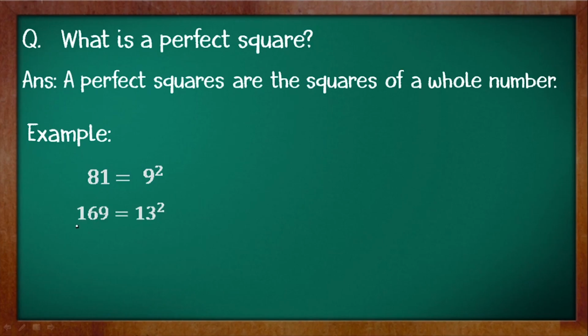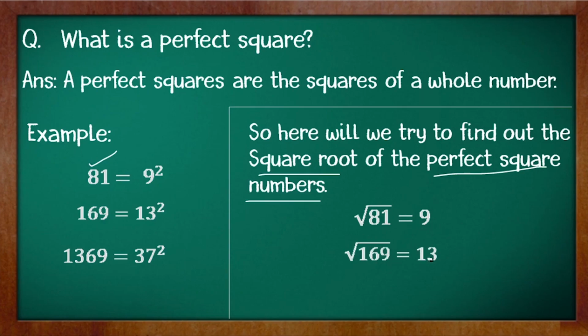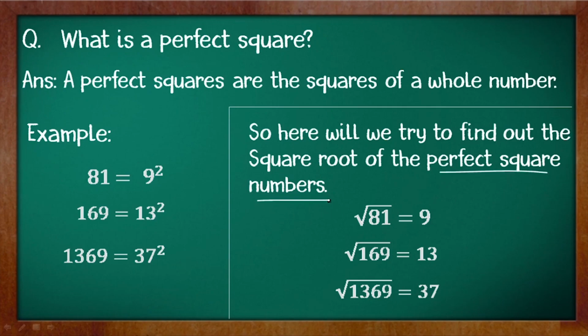Next, 169 is also a perfect square because it is the square of 13, and 1369 is also a perfect square because it is the square of 37, and so on. What we will do here is try to find the square root of perfect square numbers. Like 81 is a perfect square number, so we'll find the square root of 81, and that will give us 9. The square root of 169 will give us 13, and 1369 will give us 37. Here we'll try to find the square root of perfect square numbers up to 4 digits.